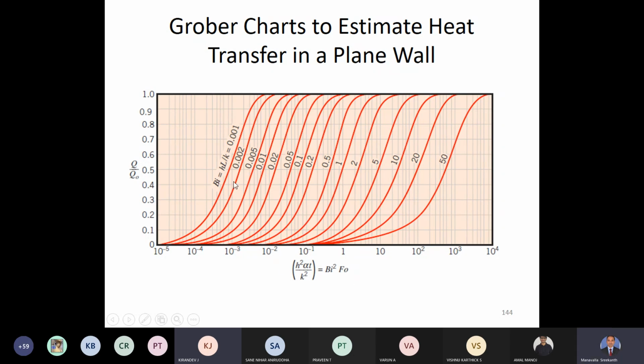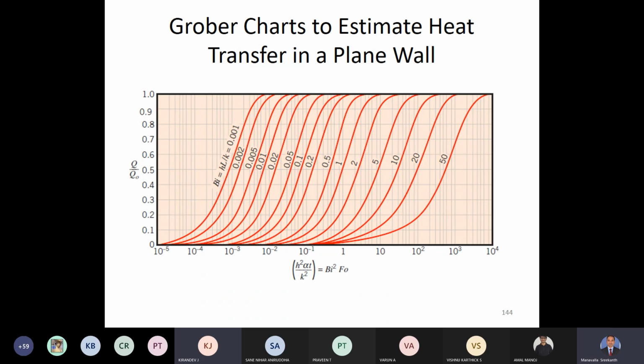Then the parameter is Biot, and we already have it. So using the x-axis value and this parametric curve value, we can identify a point, and if you project that point onto the y-axis, you will get a value of Q divided by Q naught. So what is this Q? Q is the heat that we are supposed to find out. What is Q naught? Q naught is in the data book. Let us see how this Q naught is described.